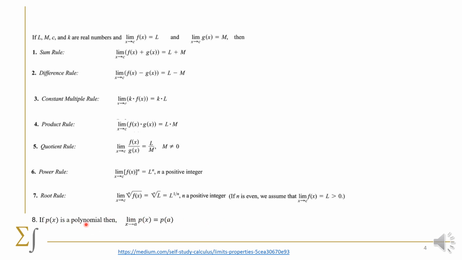Now, if we have a polynomial p, the limit of the polynomial p of x as x goes to a is equal to p of a. Here we can plug in immediately the a for x. We move on and we see examples.